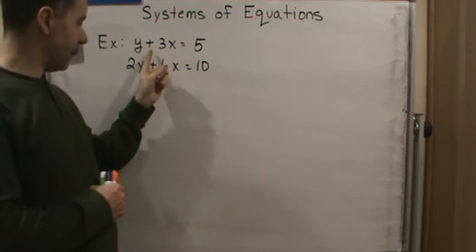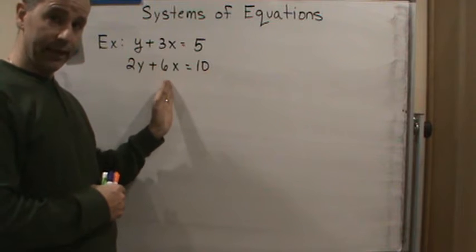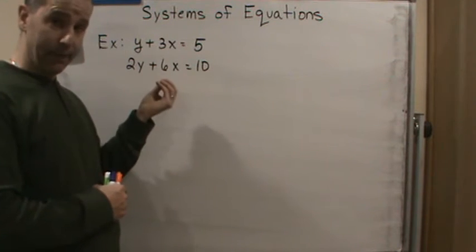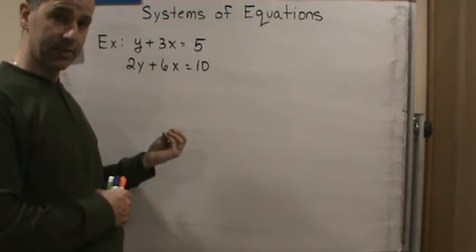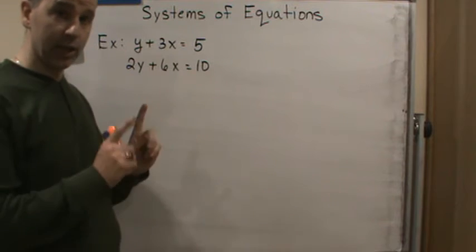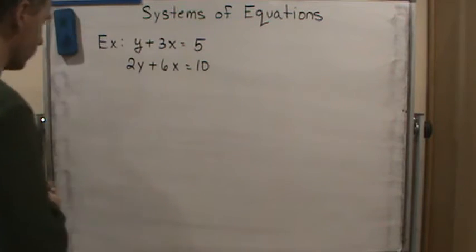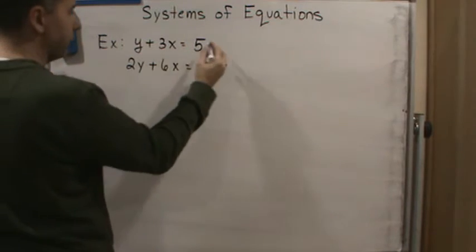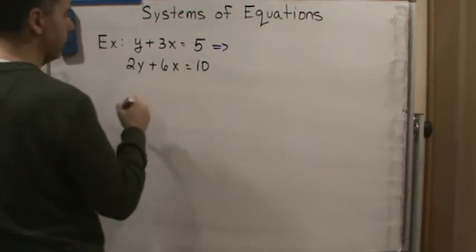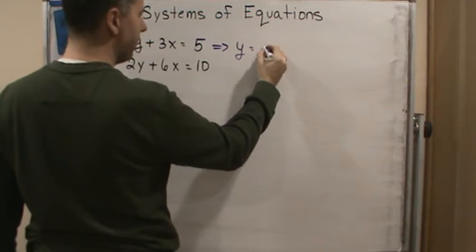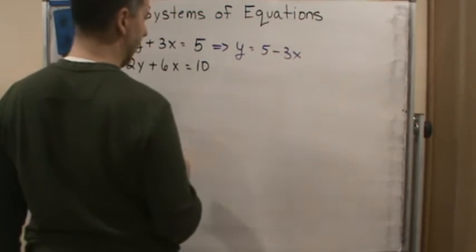So if you see that one equation is just a multiple of the other one, meaning that you can either divide by a constant or multiply by a constant to get the other equation, there are infinitely many solutions. But let's show it algebraically. Let's prove it algebraically. Okay? So I'm going to solve for y. So let's solve this for y. We're going to get y equals 5 minus 3x.